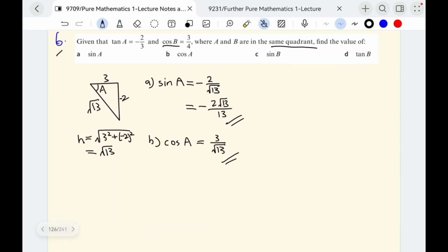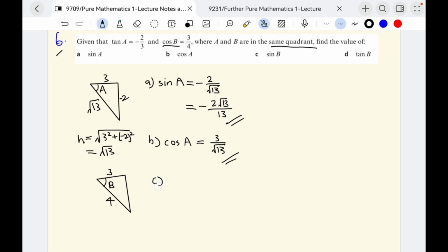Okay, part B. Let's take a look at the cos B. Given that cos B is 3 over 4, which means that B is also a negative angle, which lies in quadrant 4. Cos B is 3/4, which means the ratio of the adjacent to the hypotenuse is 3:4.